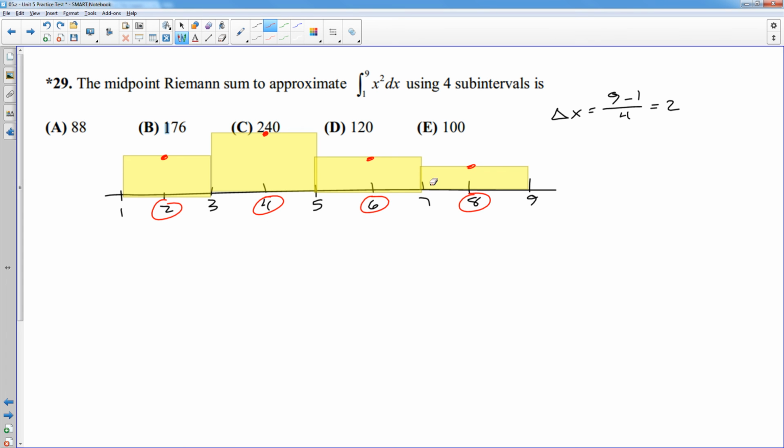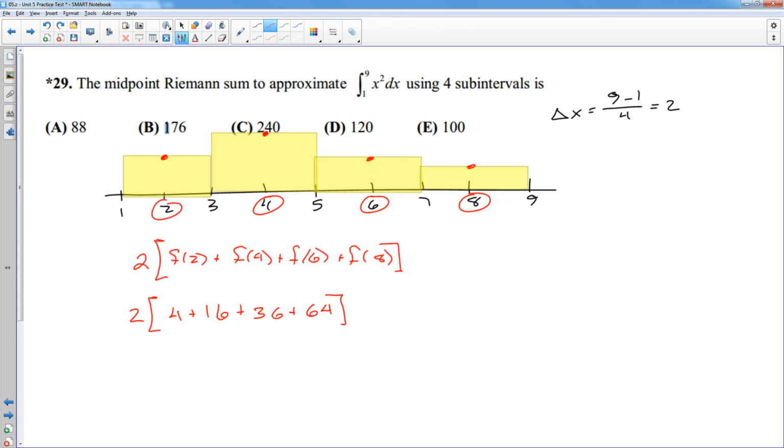So my setup is going to be my base, which is 2, times my height at 2, which will be f of 2, my height at 4, my height at 6, and my height at 8. And this is a fairly nice function, because the function is just x squared. That's 4 plus 16 plus 36 plus 64. And let's see, should I do that in my head? Should I do that without a calculator? That's what, 20 plus 36 is 56, plus 64 is 120. And 2 times 120 is 240, which is option C.